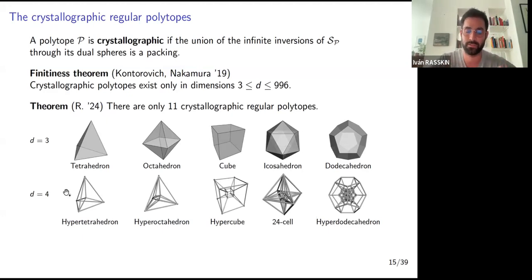When we do this reflection, we get something that is a sphere packing. There is no overlapping. So we get 10, and there is one more. It's in dimension 6, the generalization of the hyperoctahedron in dimension 6. When we do this reflection, we get again a sphere packing. And that's it. In other dimensions, if we take a regular polytope and do this reflection, we will have the overlapping phenomenon.